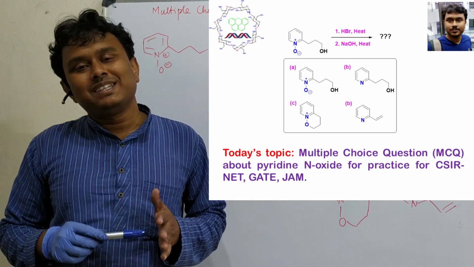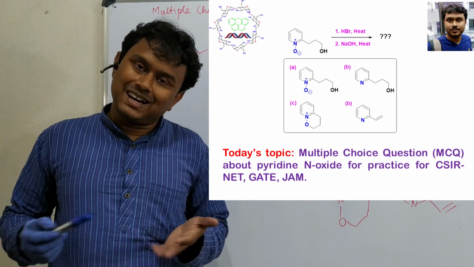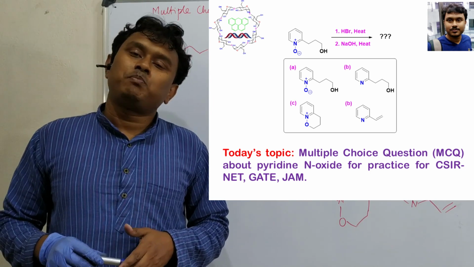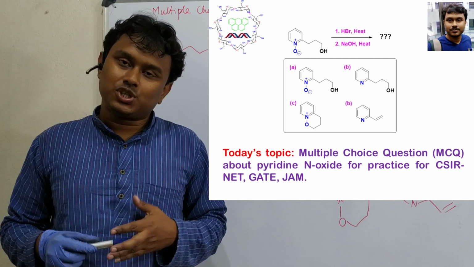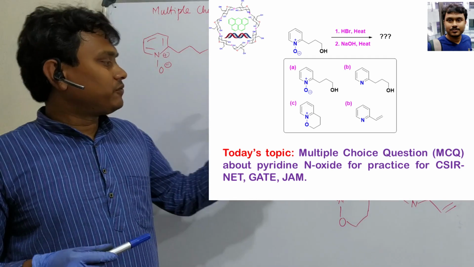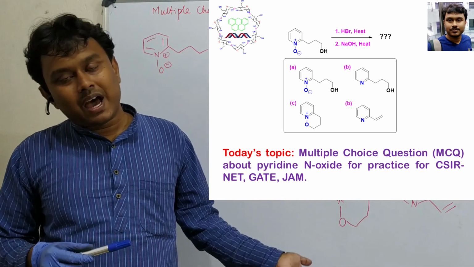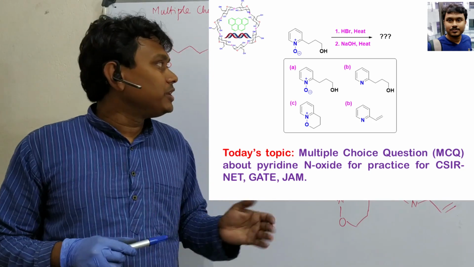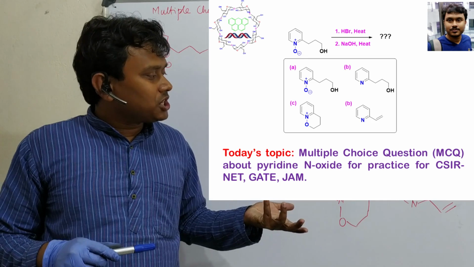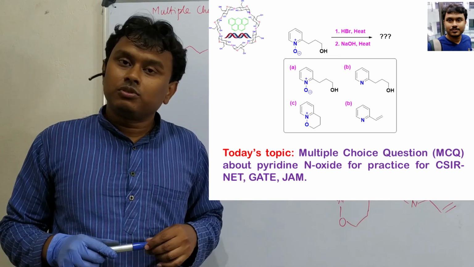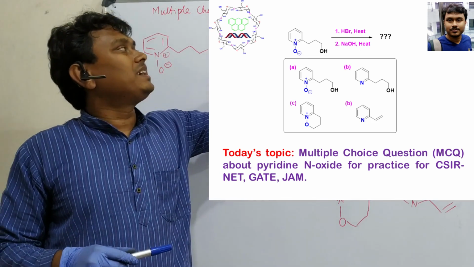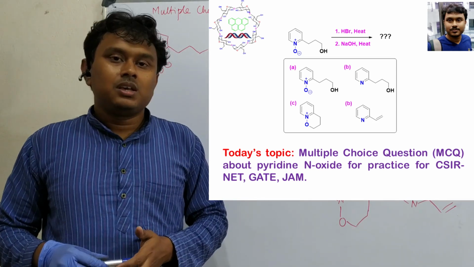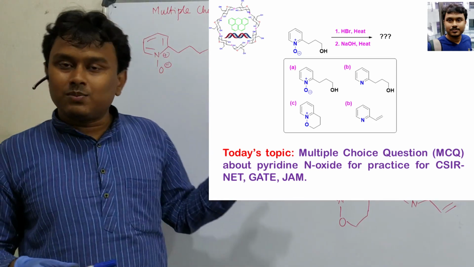So today we will discuss an MCQ, multiple choice question, better to say a probable question. I found this question from the book and made this question from the book information. I believe this question may be useful for you for exams like NET, GATE or JAM. This is related to heterocyclic chemistry.